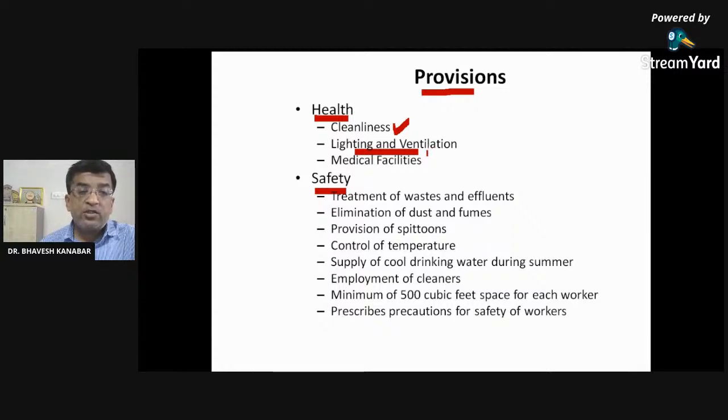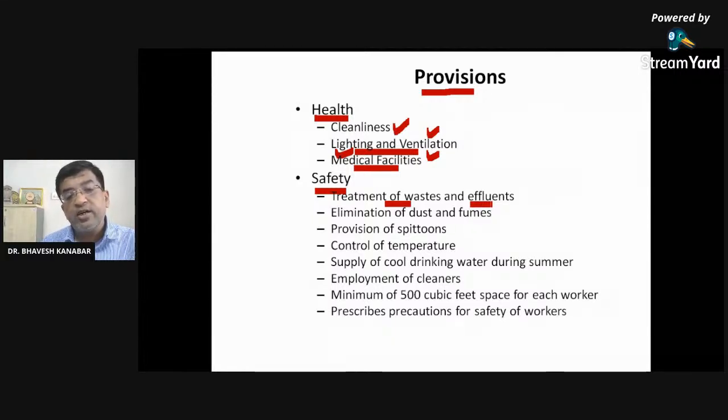So good ventilation gives good respiratory condition, and so workers' health is maintained. Good lighting will prevent accidents. Medical facilities are also provided under the provisions of the Factory Act. Safety, and for safety, treatment of the waste and effluent. In industry, you know that so many effluent wastes are generated. That should be properly treated before disposing them, right?